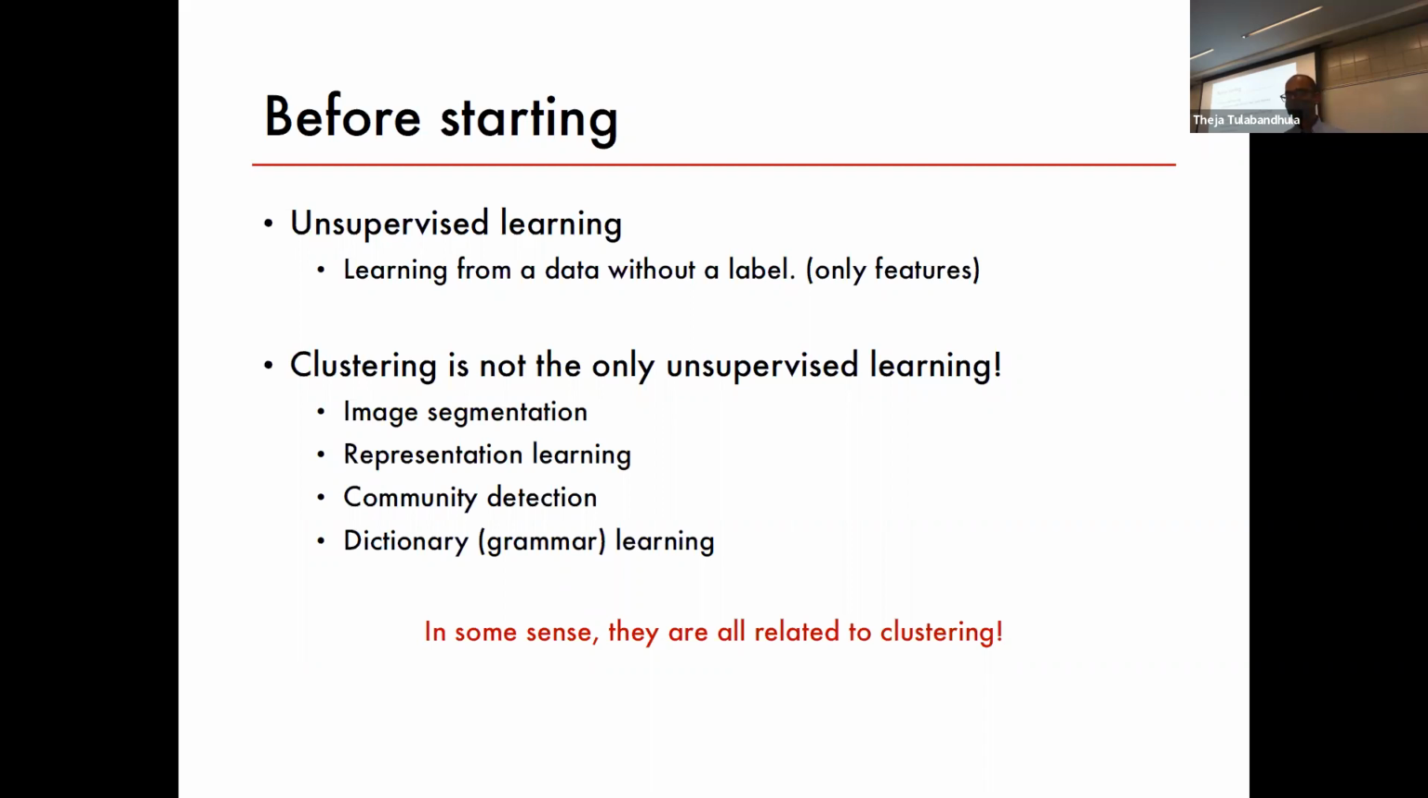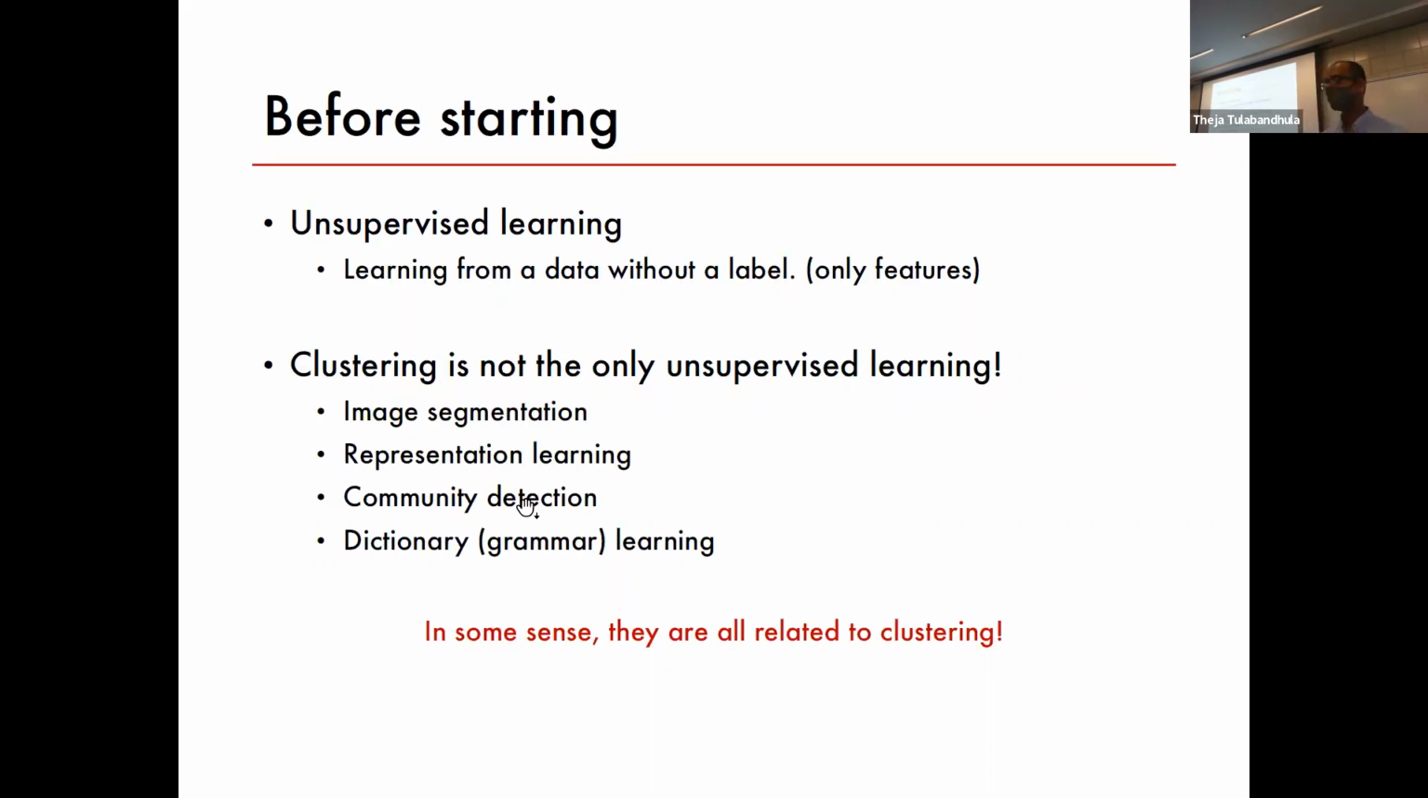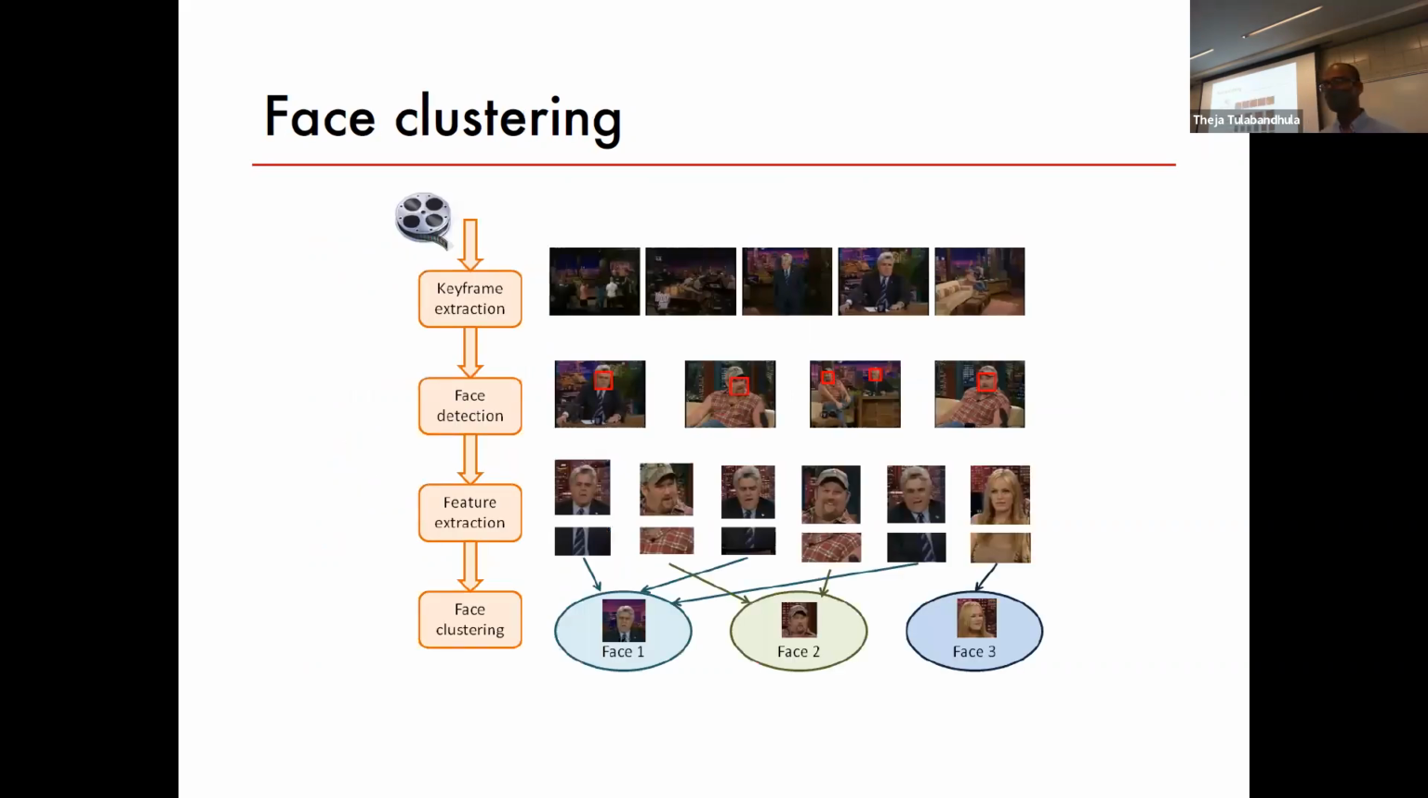But because they're all trying to extract patterns, of course, there's going to be an overlapping relationship between clustering and, for example, community detection. There's going to be close relationships between them. But let's focus on clustering. So here's an example for clustering.